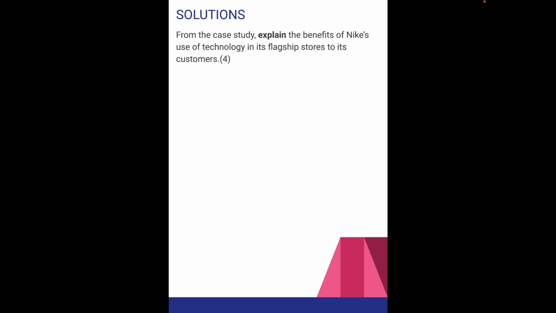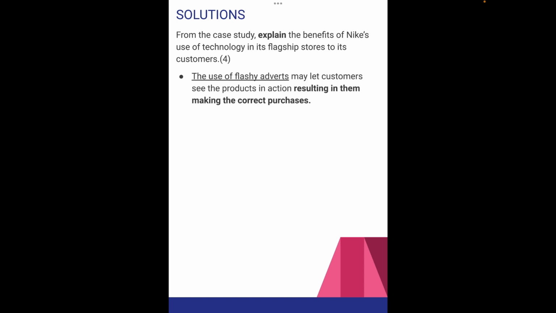We now need to take a look at the next question that asked us to use the case study to explain the benefits of Nike's use of technology in its flagship stores to its customers. Some of the key parts to this question was in its explain. So you had to tell me what the benefit was and why it was a benefit. But then more importantly, you had to make sure that those benefits were to its customers and not to Nike itself. So I've made reference here to the flashy adverts.